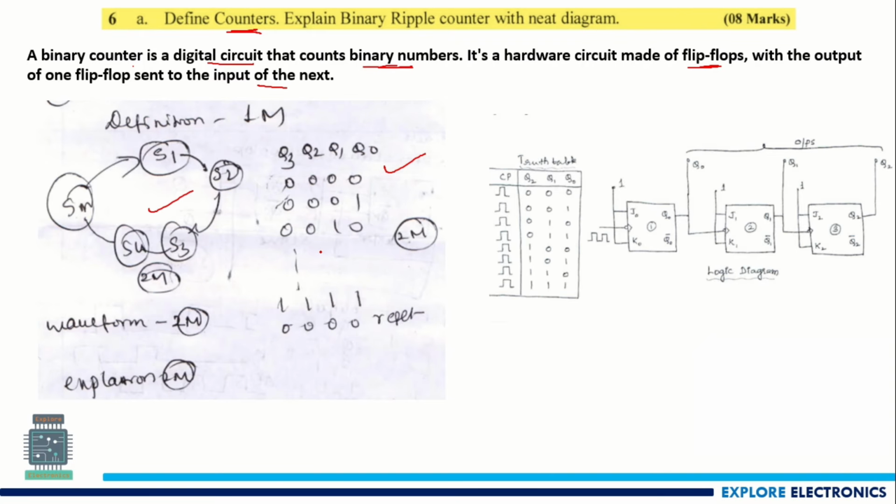You need to write the full truth table. Don't write like this. You need to write the full truth table. You need to write the waveform and explanation. This carries 2 plus 2 marks. Truth table carries 2 marks. State table carries 2 marks.